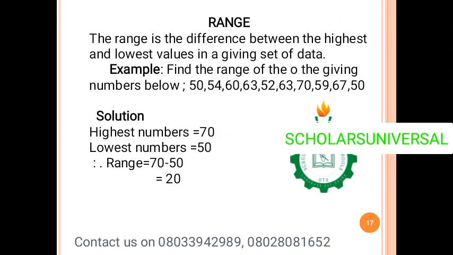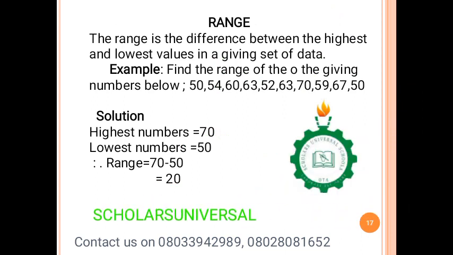Let's look at the next one, range. What is range? The range is the difference between the highest and lowest value in a given set of data. Look at this data given to you. To find the range, you look for the highest number. I'm not talking about the number of occurrences this time, I'm looking at the numbers one after the other. The highest value is 70, because I can see 60, 63, and 67, and the other numbers are lower than 70.